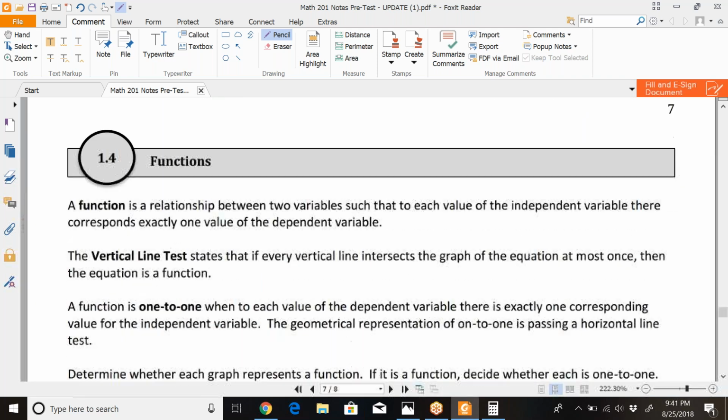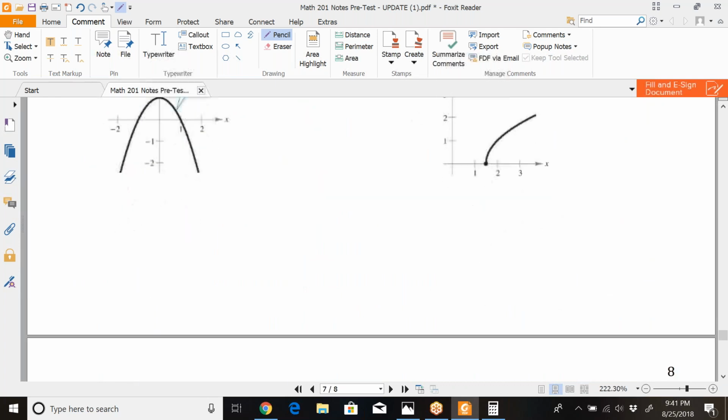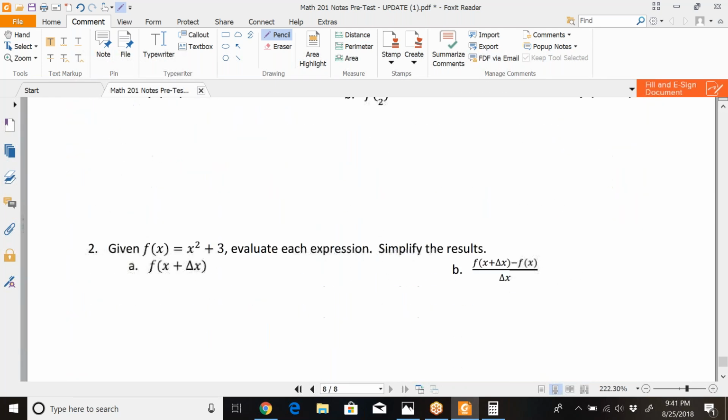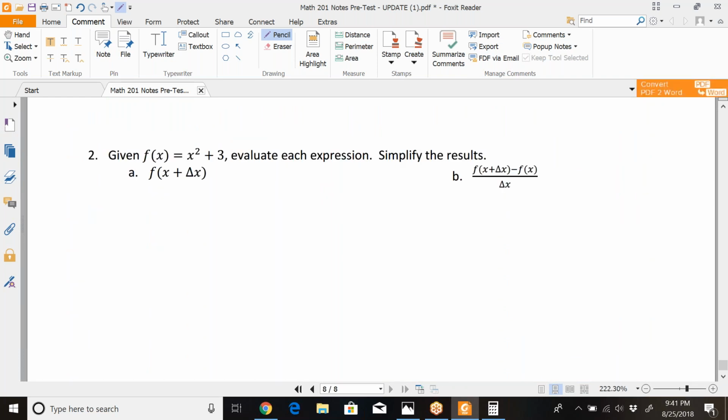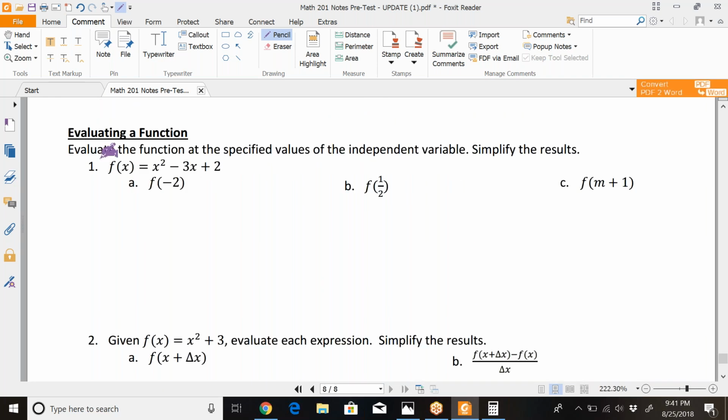That leaves us with section 1.4. We skipped over just a little bit at the end of this section, evaluating a function. Now, number 2 is a little more difficult. I'm going to do it on the video tonight, but I'm also going to do another one of those in class together so that we're good on that, but I am going to work through these.